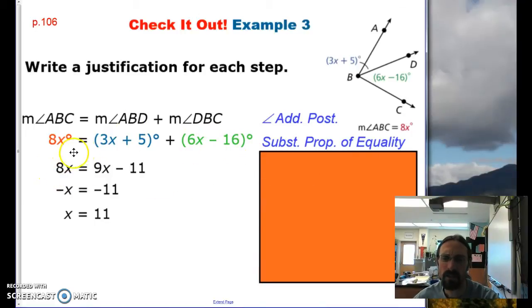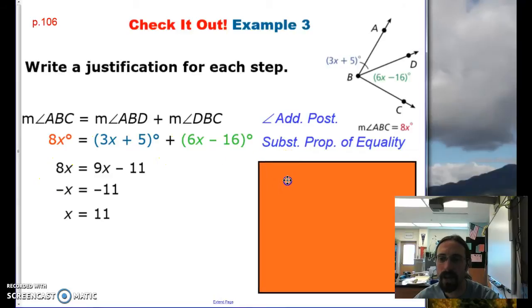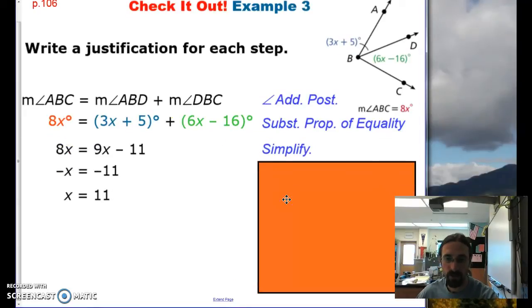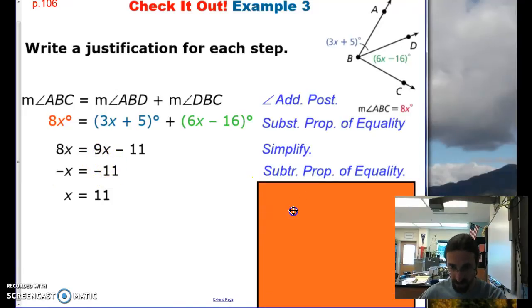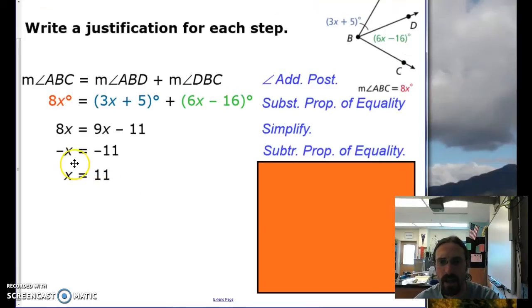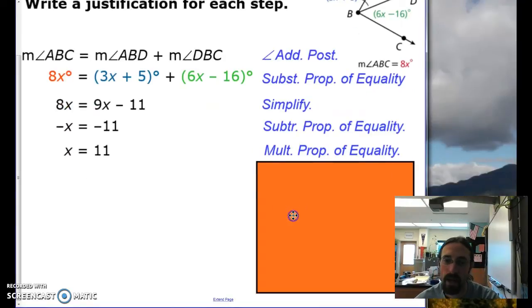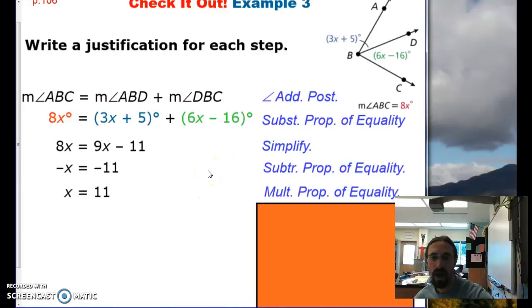Well, then you're looking at this like, oh, what did we do here? We got 3x. Oh, wait, that's simplifying, right? That's combining like terms. That's simplifying. Finally, we have negative x equals negative 11. What did we do? Well, we subtracted 9x from both sides. So that's subtraction property of equality. And finally, how did we get negative x equals negative 11? You could say that's dividing by negative 1 or multiplying by negative 1. And they're saying multiplication property of equality. So again, this idea is we have these steps. This problem is an example of combining geometry and algebra.